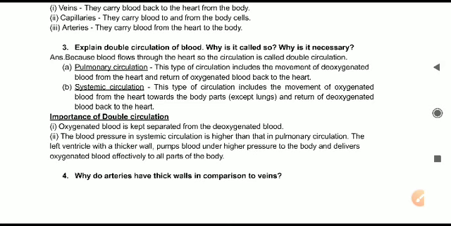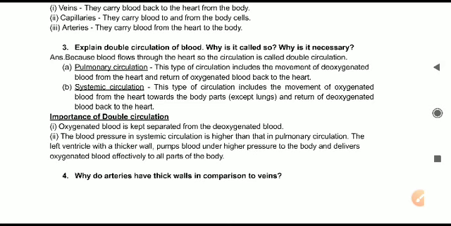Now, B part, systemic circulation. This type of circulation includes the movement of oxygenated blood from the heart towards the body organs or body parts except the lungs. So other than the lungs, wherever the blood is going, that is systemic circulation only.